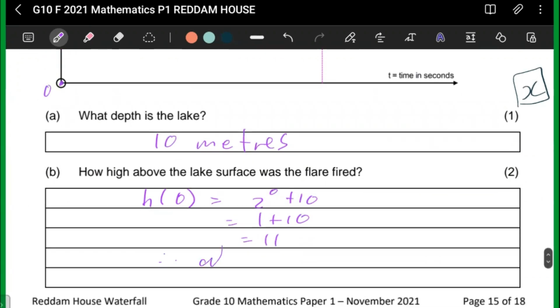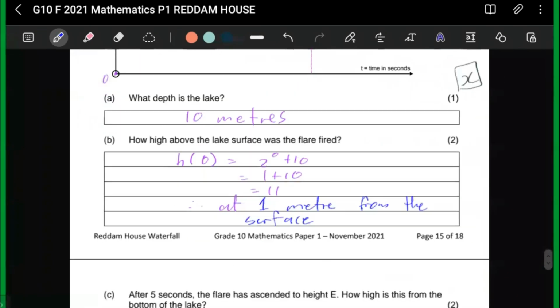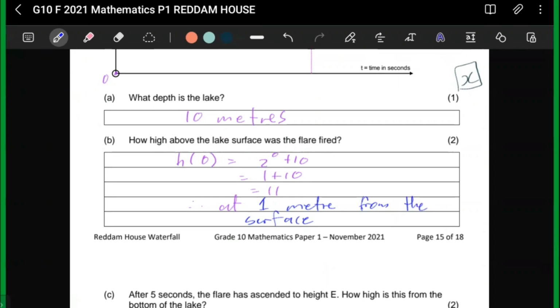So here you can say, therefore, at 11 meters above the, wait, if it's 11, this is 11 meters from the bottom. So if it's 11 meters from the bottom, it is only 1 meter from the surface, you see? At 1 meter from the surface. This is why these kinds of questions, you just have to be careful, because our equation gives us the height from the bottom. So if our height here from the bottom is an 11, it means from the surface itself, it's just 1, which is what they're asking. How high above the lake surface was the flare fired? It was just fired 1 meter above the lake surface. So let's keep things moving.